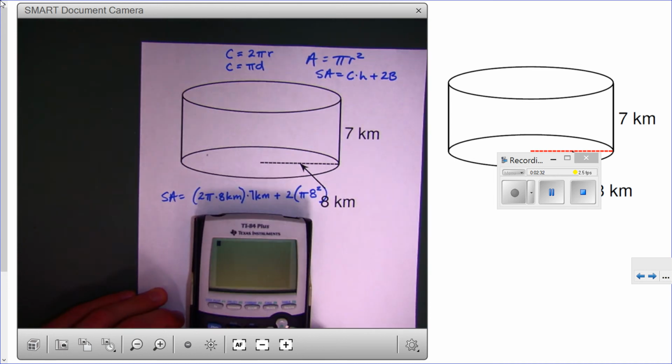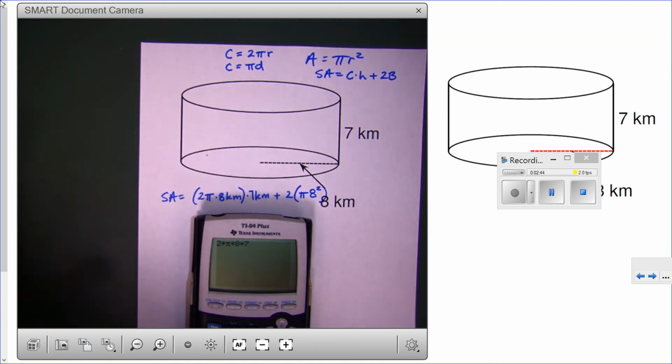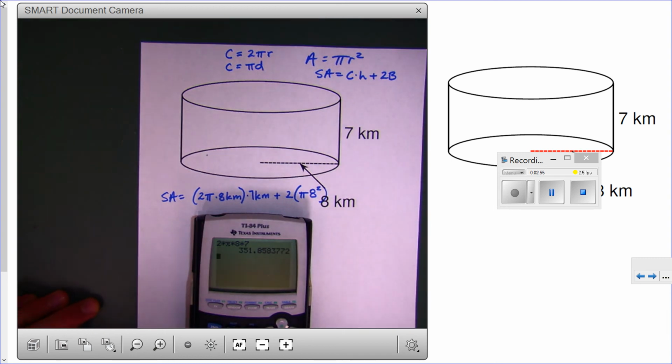So I'm just gonna plug in all the stuff that I have. 2 times pi times 8 times 7. You're probably like, can I just plug it all willy-nilly into my calculator like that? Yes, you can. 2 times 3 is the same thing as 3 times 2. The commutative property of multiplication means that it's going to equal the same thing. So let's figure this out.